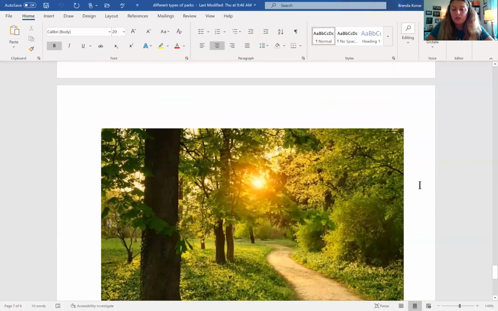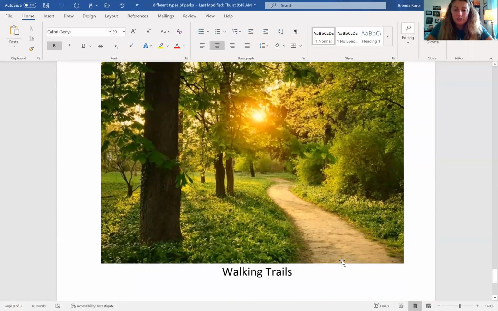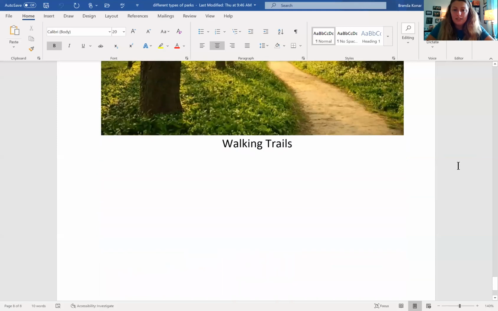And a lot of these parks also have walking trails. So see how there's a trail so you can walk all around and see the beautiful sights and smell the outdoors, smell the grass, and maybe you'll hear the birds chirping. Nice and relaxing.